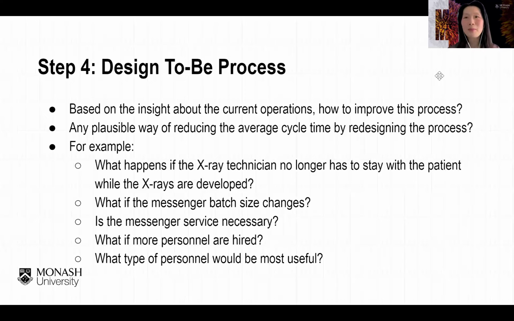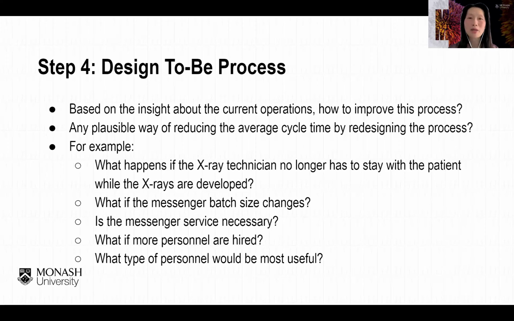So basically, you can come up with all sorts of plausible ways of reducing the cycle time by redesigning the process. So here are a few thinking points. How about you change the procedure? The X-ray technician does not really need to stay while the X-ray is being developed. That's obviously a waste of valuable resources.